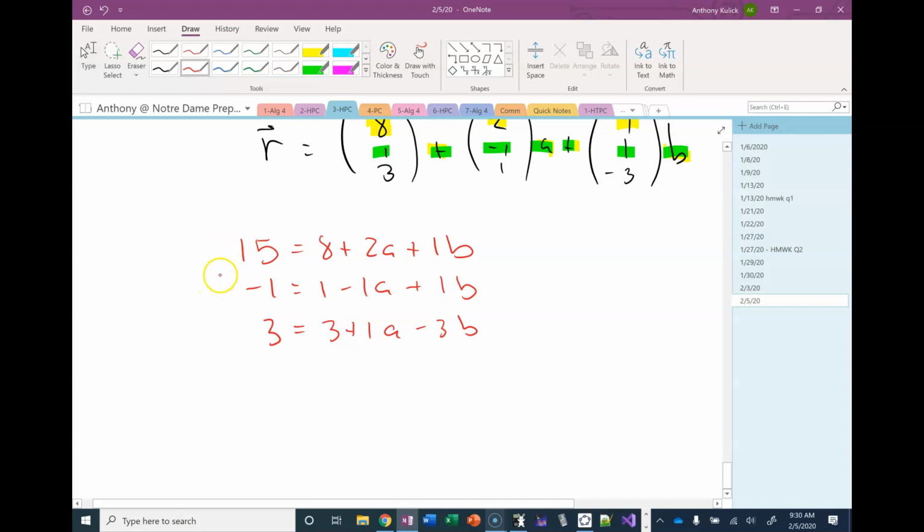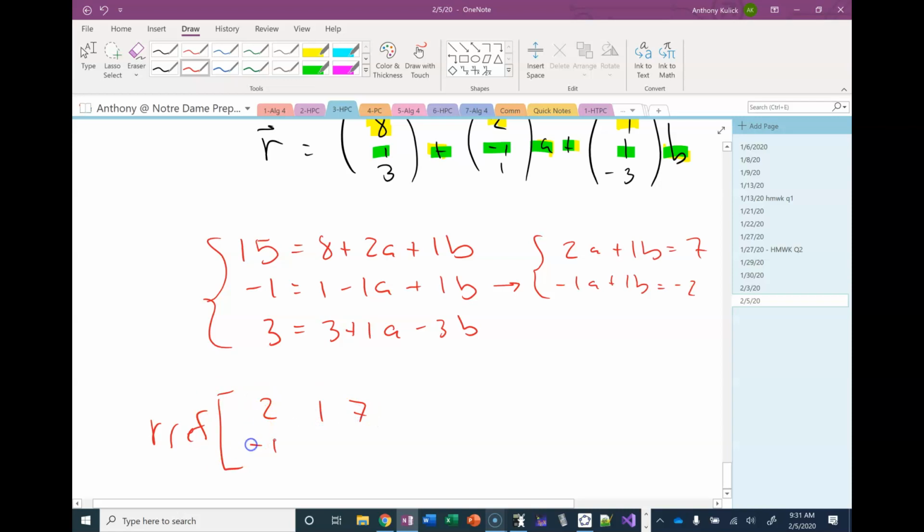Just for the sake of argument, let's use the first 2. So that's 2a plus 1b equals 7. Notice I just rearranged the equation a little bit to get it in a form where I can type it into a matrix. And then I'll have -1a plus 1b is equal to -2. So there's my 2 variable system. So I'm going to make a matrix and use the RREF on that matrix.